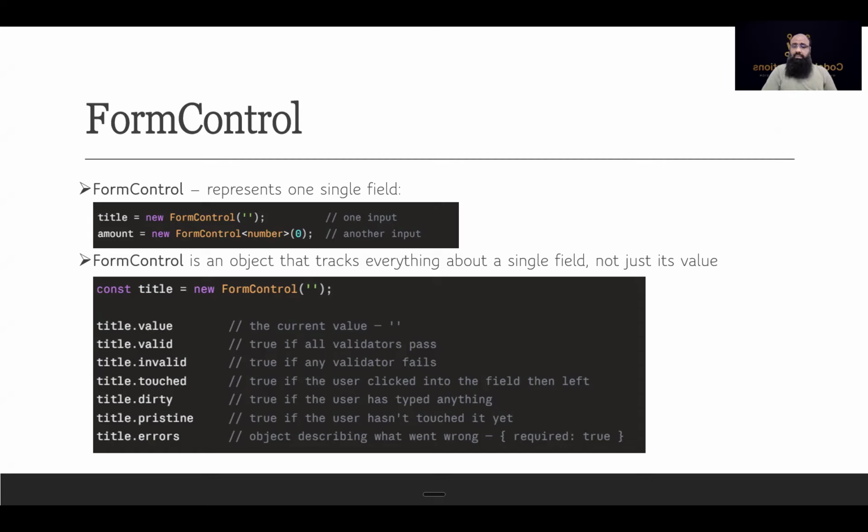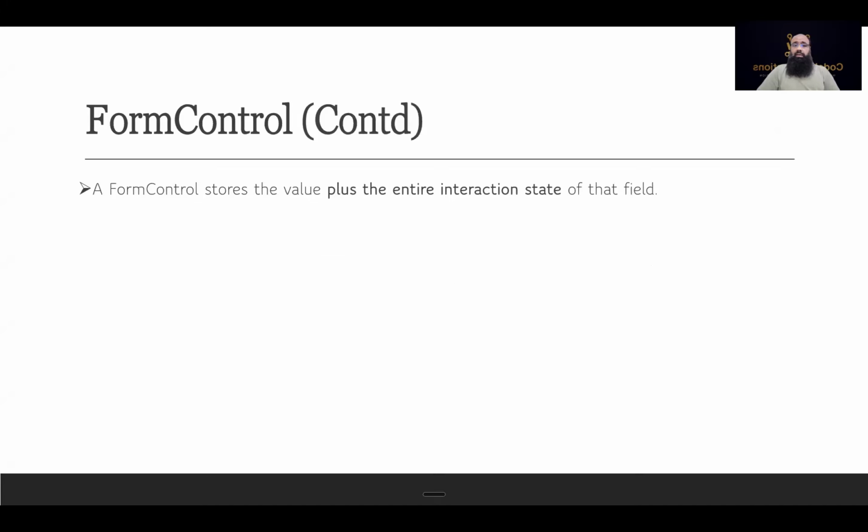Has it been touched? Touched means the user has clicked into the field and then left. Is it dirty, meaning the user has typed anything? Is there any error in that field? So it gives a whole state. You can see it stores the value plus the entire interaction state of that field. This is the prime reason we are going to use form controls.